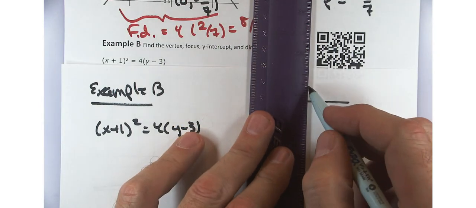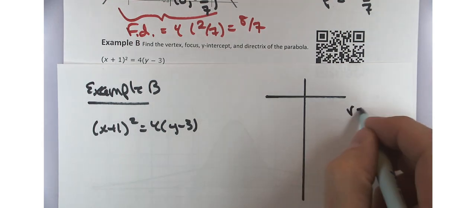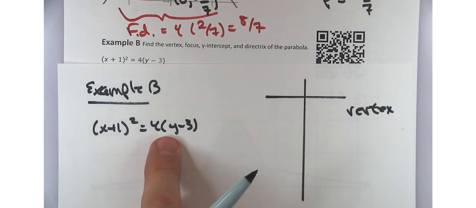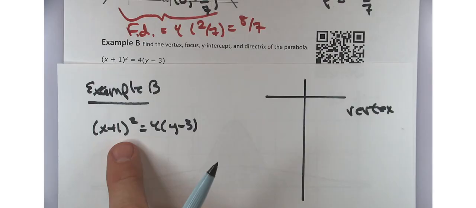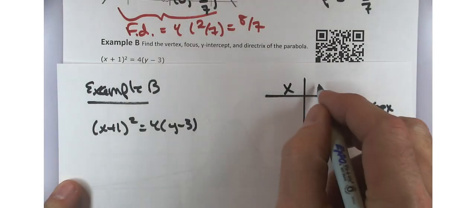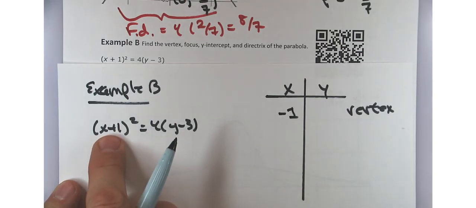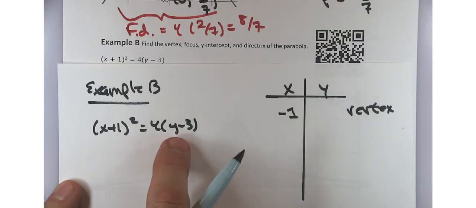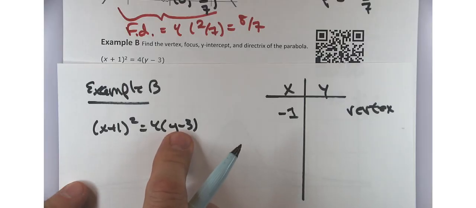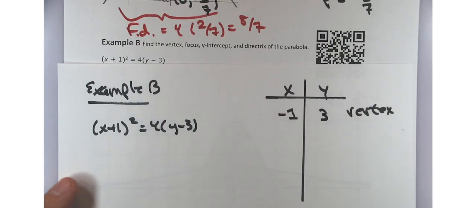Now, as far as the vertex is concerned, we can kind of read that off. Ask yourself, what makes this squared term equal to 0? What value of x? -1. And if that's -1, you get a 0 on the left-hand side, then you have to have a 0 on the right-hand side. That's only going to happen when y equals 3. So there's your vertex.